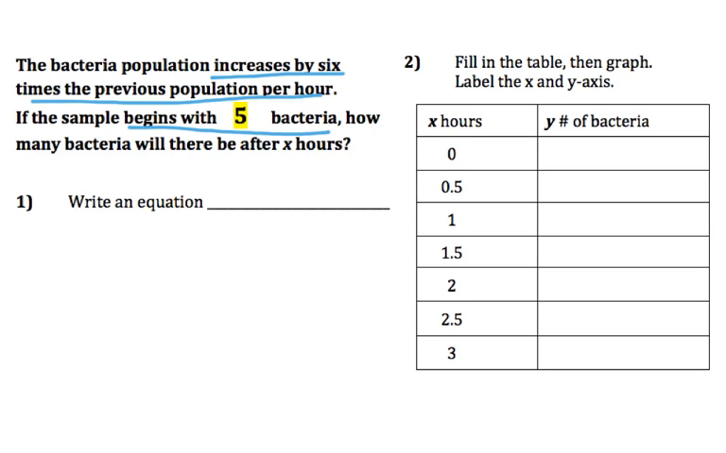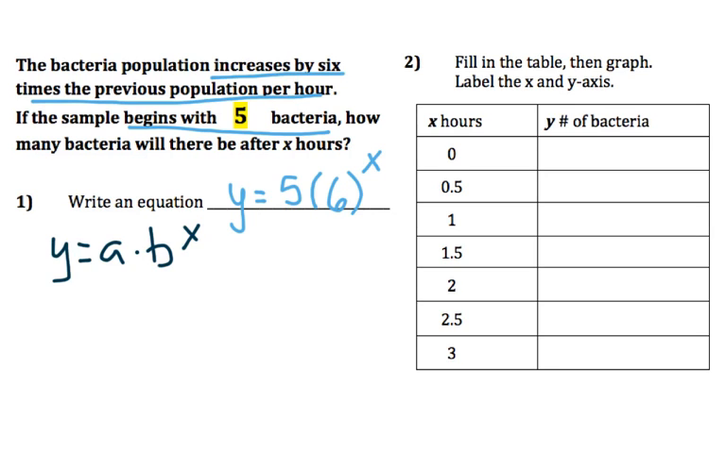Notice there are no percents here, so we're going to use the general form of an exponential equation, which is y equals a times b to the xth power, where a is our initial value and b is our growth or decay factor. In this case, our initial value is 5, since it begins with 5 bacteria. Our growth factor is 6 because it's 6 times the previous population per hour, and we raise that to the xth power. So here's our equation to represent the bacteria population growing: y equals 5 times 6 to the xth power.